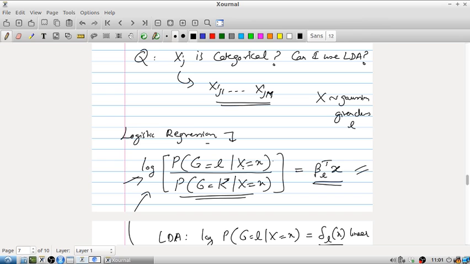Because remember, the decision boundary was when the numerator is equal to the denominator. If I'm at an x and both probabilities are the same, then I'm not able to say which class I'm going to be in, right? So when numerator and denominator are the same, the log of 1 is 0. So the decision boundary is going to be beta L transpose x is equal to 0, which is a line or a hyperplane in higher dimensions. But basically a linear decision boundary. So it's still a linear method.